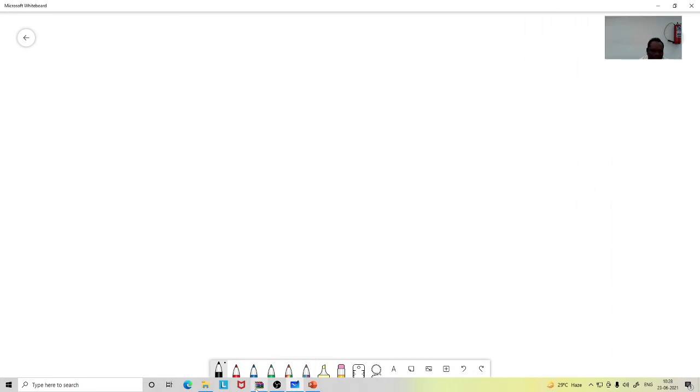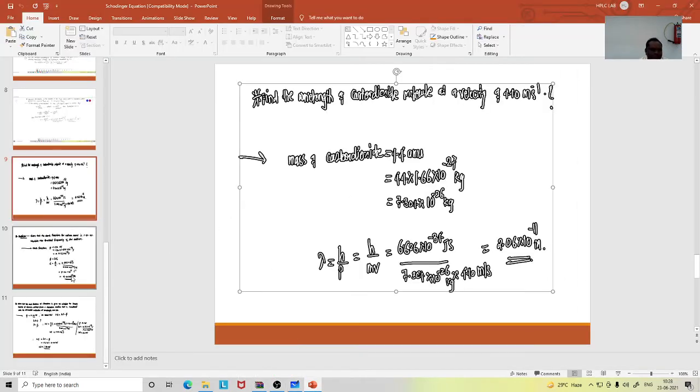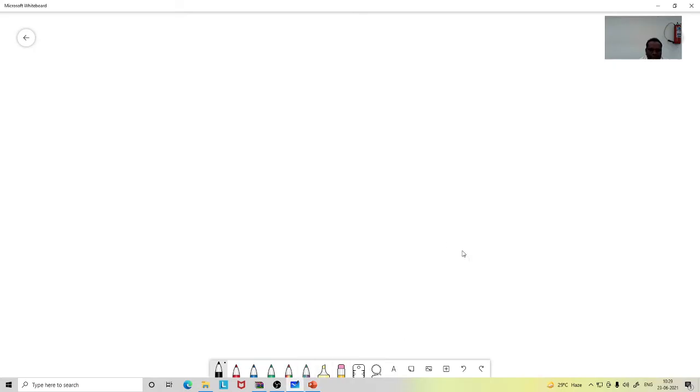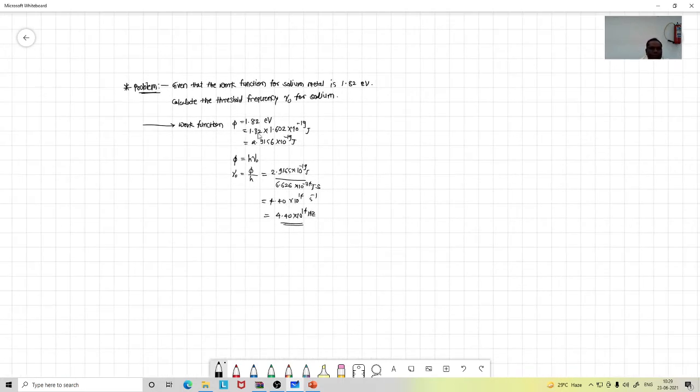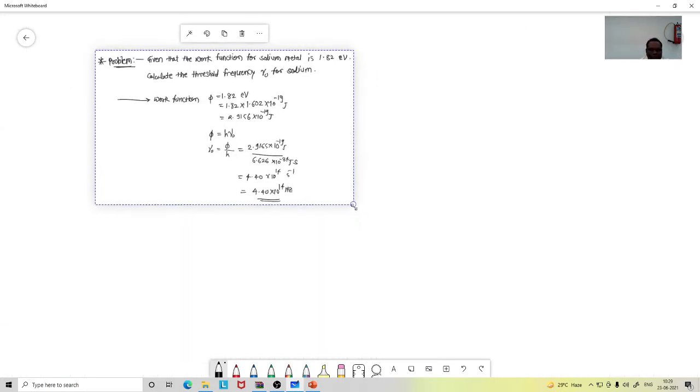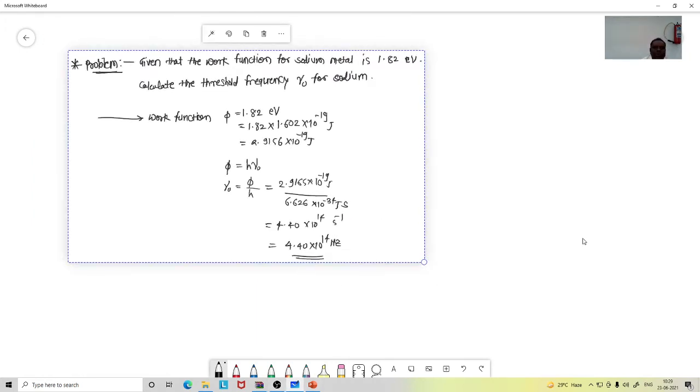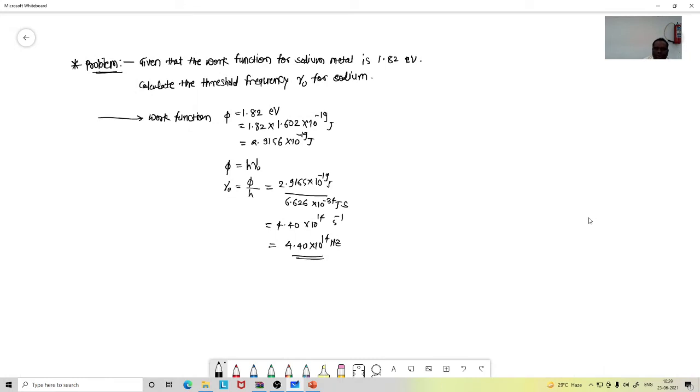Let's go for problem number 2. Now this problem is a new one, right? It is based on the photoelectric effect. Given that the work function for the sodium metal is 1.82 electron volt.